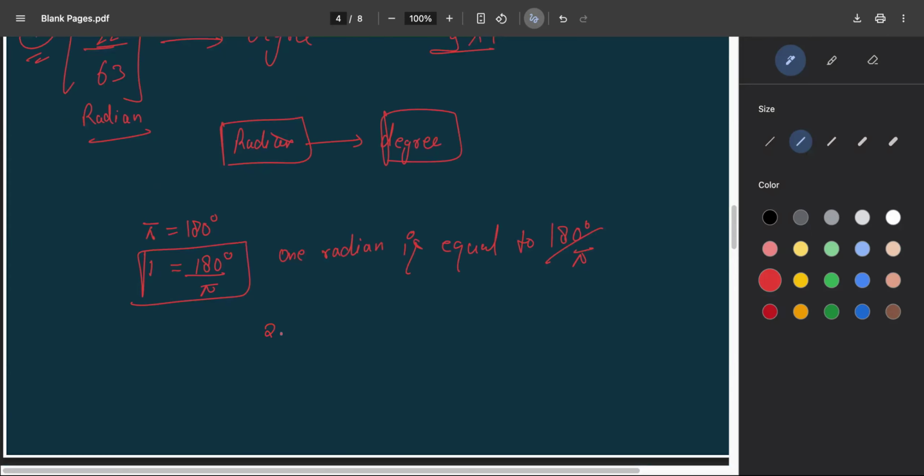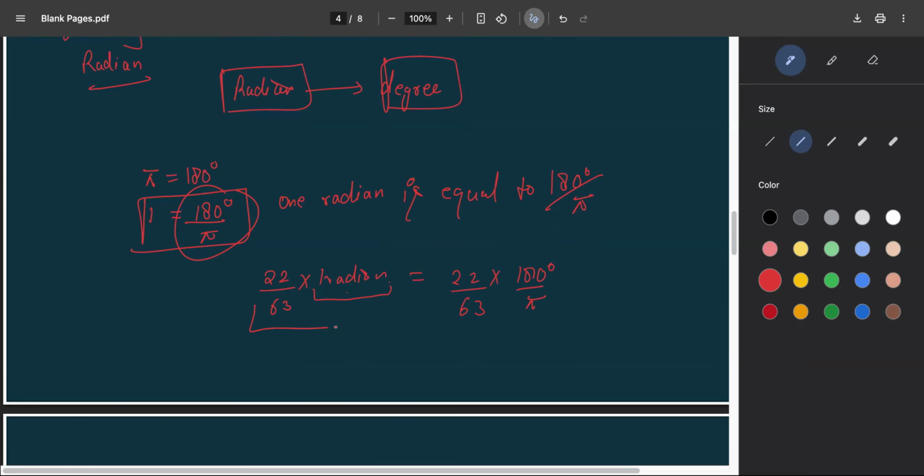You simply multiply 22 by 63 with this particular 1 radian. What is the value of 1 radian? Instead of 1 radian, because I told you, you need to calculate this value, right? There must be some unit respecting it as 1 radian. We know the value of 1 radian. What is that? This much. Substitute this 1 radian with this degree part. So what are you going to get? 22 by 63 into 180 degree by pi. You can see here we have converted the radian into the unit degree part.